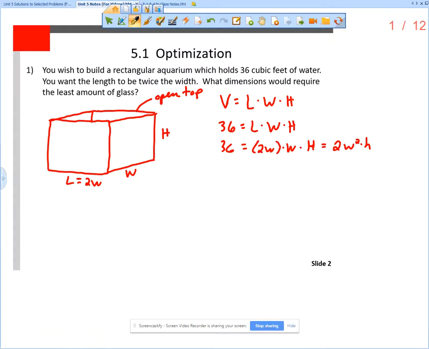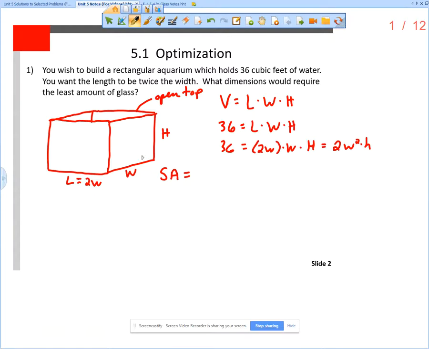Now, what did it ask for? It says what dimensions, so that would mean what's the length, what's the width, what's the height, would require the least amount of glass. All of the faces are going to be glass. So we have the 4 side faces and then the bottom face. What we're really talking about here is actually surface area, so I'm going to call it SA. What would the surface area be? Well, it would be the area of all the faces added together.